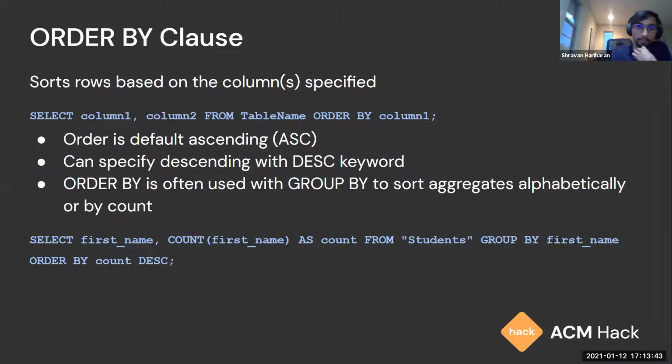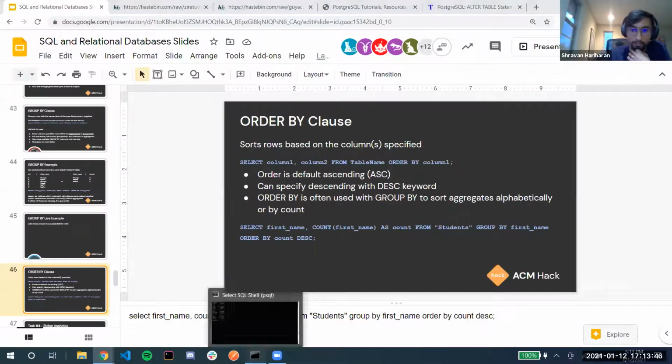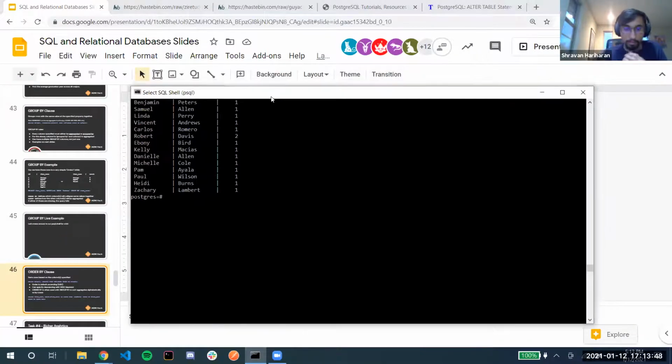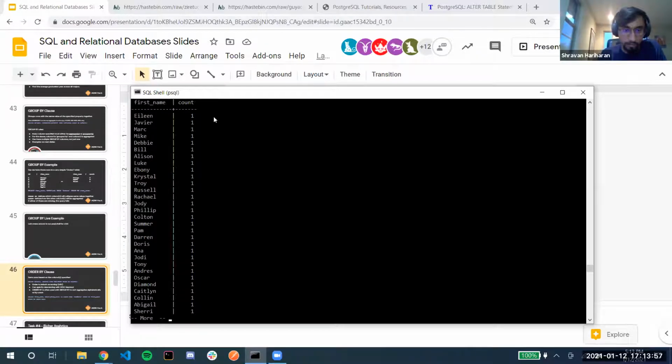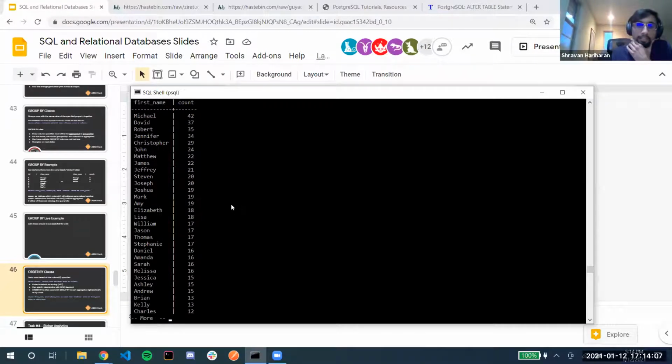So let's run the exact same query we ran earlier, and do ORDER BY count. This is ascending, which is not useful because there's going to be a lot of ones, so we're going to want descending. So here we go. Here's a list of all the first names and their counts. We see there's 42 Michaels, 47 Davids, 37 Davids, et cetera, et cetera. And we can see it's all in perfect sort order.